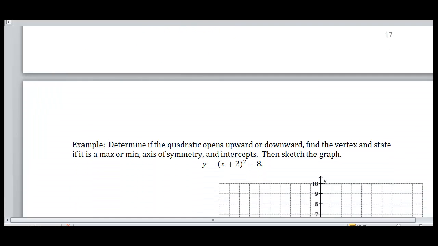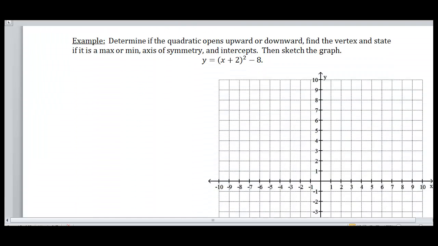Okay, so we're going to look at this example here. Same instructions. It says to determine if the quadratic opens upward or downward, find the vertex and state if it is a max or a min, find the axis of symmetry, and find the intercepts. Then use all of that information to sketch the graph of the equation. In this example, we have y equals (x plus 2) squared minus 8.